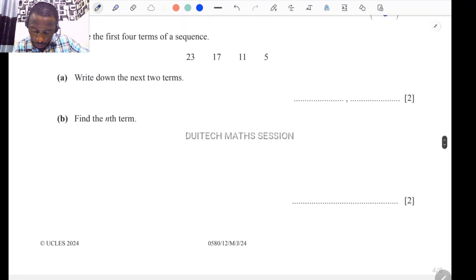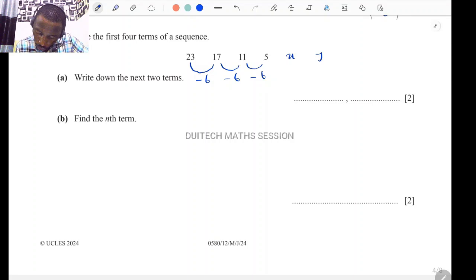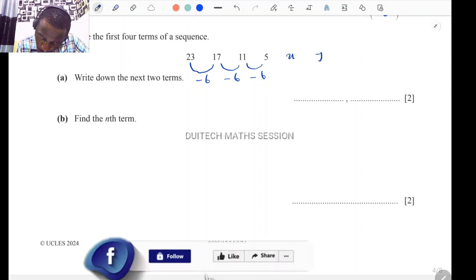Number 11 says write down the next 2 terms of the sequence. This is the sequence, and we're trying to find the next 2 terms. First of all, we check the difference between 17 and 23. The difference is minus 6, and 11 minus 6, all of them are minus 6. So the next number will be something minus 6. Let's call the unknowns x and y.